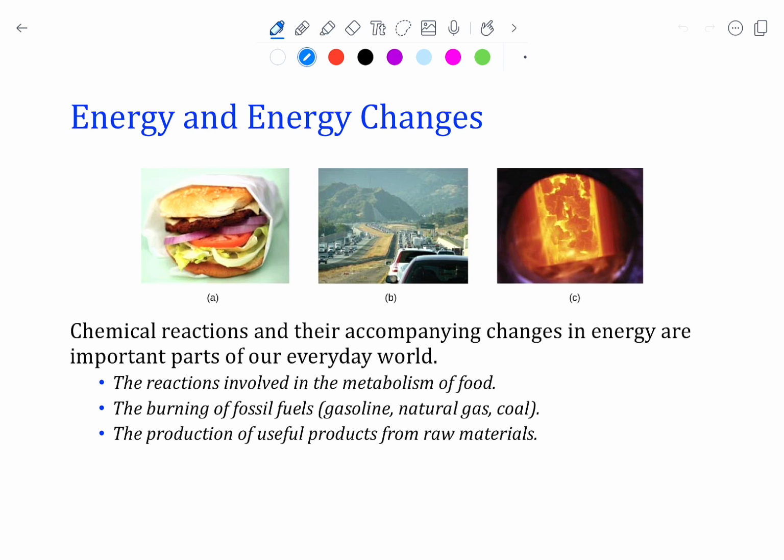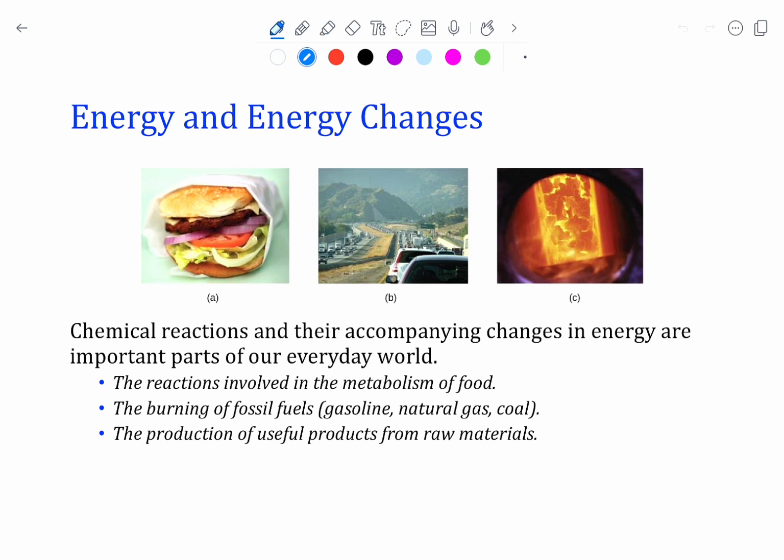So we've talked previously about chemical reactions. Back in General Chemistry 1, we learned how to balance them, identify their different types and all the different things that they do. And now we want to talk about the energy associated with those reactions. So chemical reactions and their accompanying changes in energy are important parts of our everyday world.